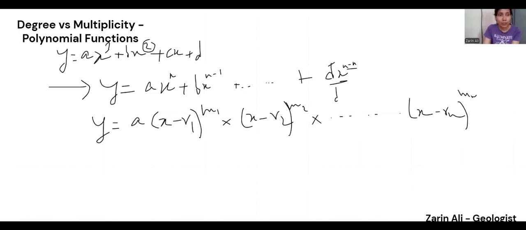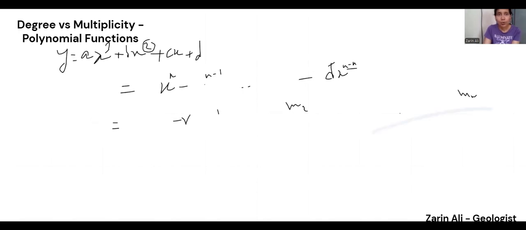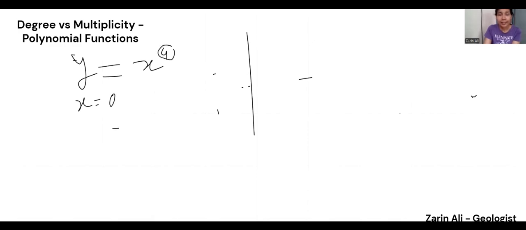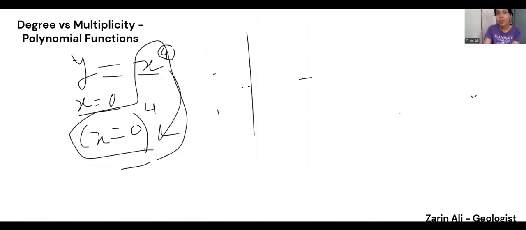So now I'm going to take one short example and just clarify this particular thing. You have y equals x to the power 4. Here, the root will be 0. Degree is 4, root is 0, and the value of the root is 0. And for the multiplicity, you can write it as x minus 0 to the power 4. This is similar to putting it up like this. So what you are getting here is multiplicity being 4.